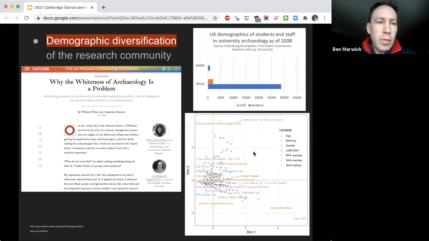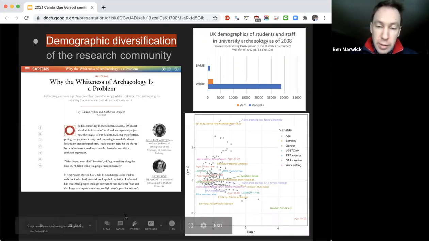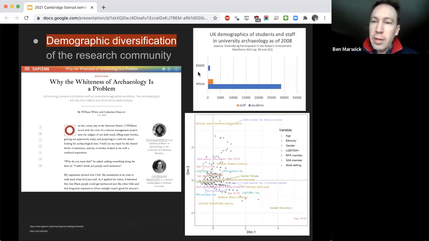Okay, so just a quick review of current approaches, things you are probably well aware of and part of your regular practice and have heard a lot about. Demographic diversification. This was nicely expressed in a recent article by William White and Catherine Draycott, with reference especially to the UK situation. You can see some demographic information here of minority groups very poorly represented in archaeology, raising the issue, well understood by most practitioners, that archaeology is an extremely white discipline relative to the communities in which we work and the towns and cities where we live and our universities are based. We're quite skewed.